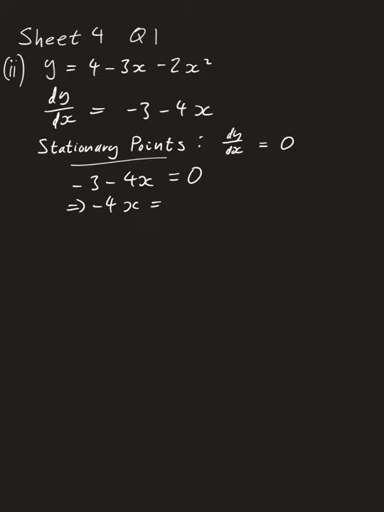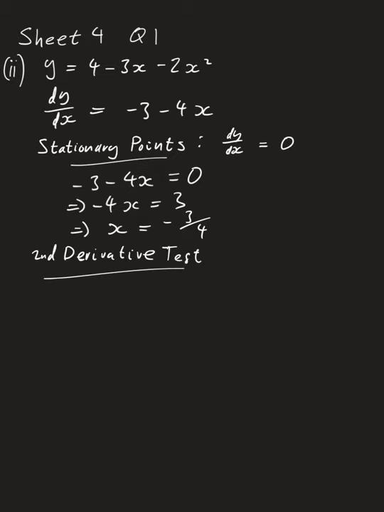Minus 4x is equal to 3, so x is equal to minus 3 over 4. So there is a stationary point at x is equal to minus 3 over 4. We want to know now if that stationary point is a local maximum, a local minimum, or a stationary point of inflection. We do that using the second derivative test.